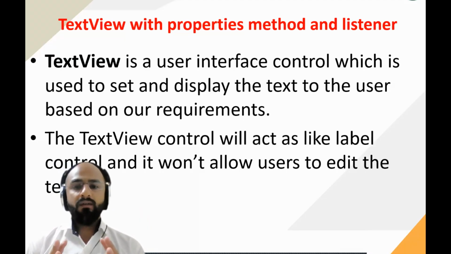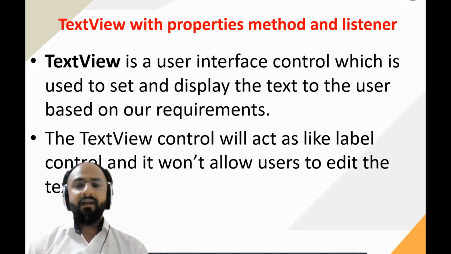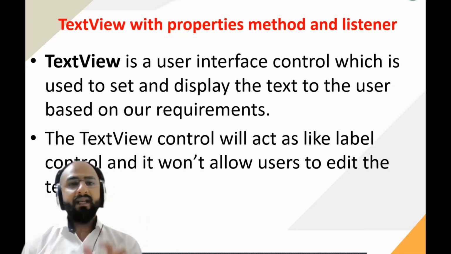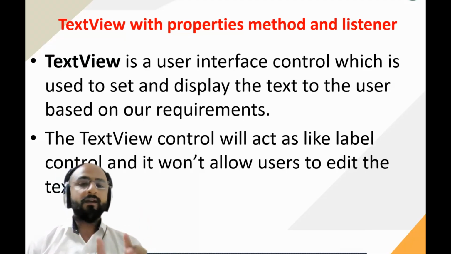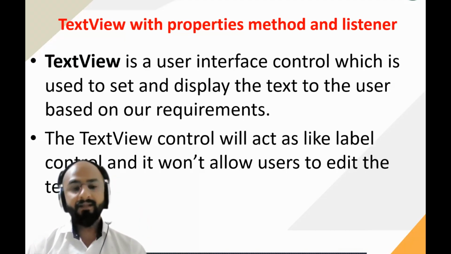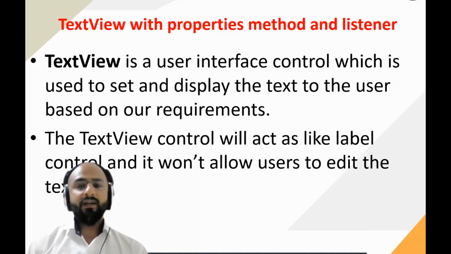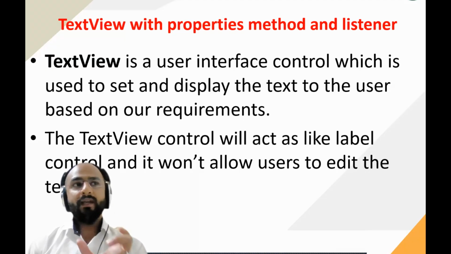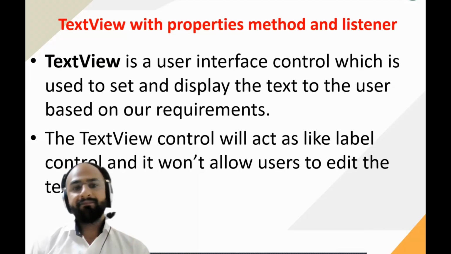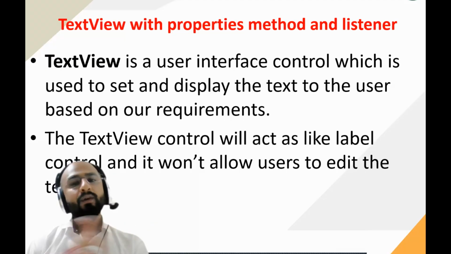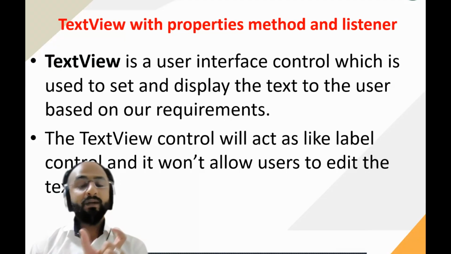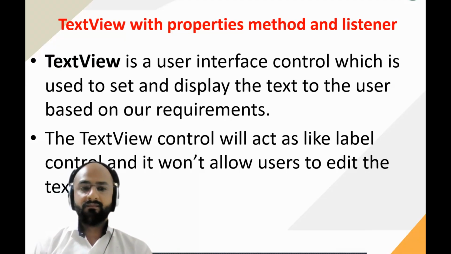The text view control will act like a label control, and it won't allow the user to edit the text. Okay, once we have written any text onto the text view, the user cannot edit it, right? So it is a kind of label, and it is a kind of interface which is used to set and display some text onto the text view. The text can be static or dynamic both, but the user cannot change that text directly.